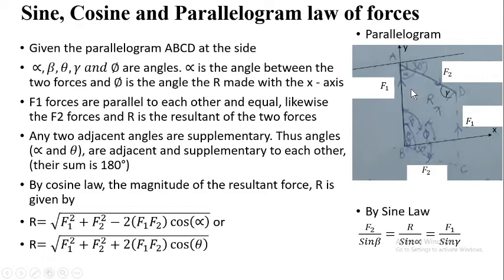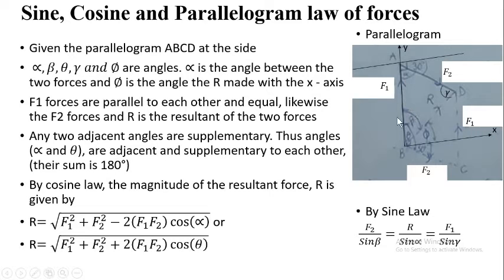Now, any two adjacent angles are supplementary. Thus, their sum is 180. That means when you add this angle here plus this angle here, you should get 180 degrees. So alpha plus theta, which extends to this C, this force F2, theta is the angle between this force F1 here and then the other force F2. So theta plus alpha should give you 180 degrees.